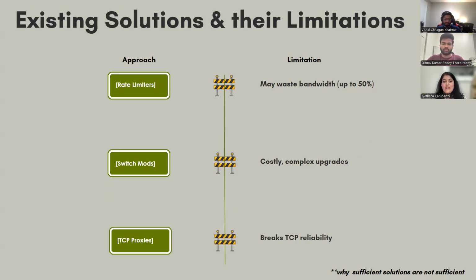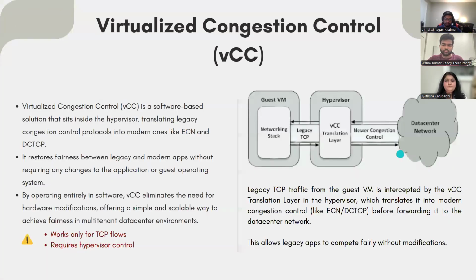And the third is the TCP proxies. They act as middlemen to translate legacy traffic, but they mess with TCP's reliability, risking app errors. Each approach has its flaws, so the paper proposes virtualized congestion control, which uses the hypervisor to dynamically manage the traffic.